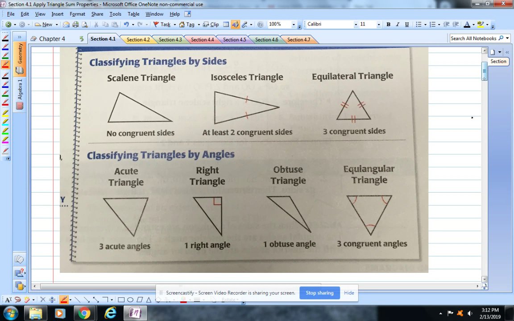Then we have 4 ways we can classify triangles using the angles. An acute triangle has all 3 acute angles. Remember that acute angles means they are less than 90 degrees. A right triangle has 1 right angle. An obtuse triangle has 1 obtuse angle. And a triangle that is equiangular means all 3 angles are congruent. And since they make up the interior of a triangle, then they all have to equal exactly 60 degrees for this to happen. So again, classifying triangles by their angles, you can have an acute triangle, right triangle, obtuse triangle, or an equiangular.